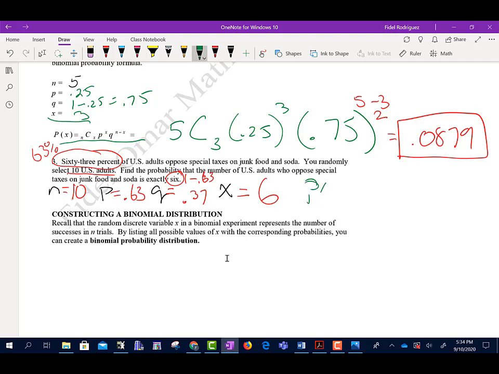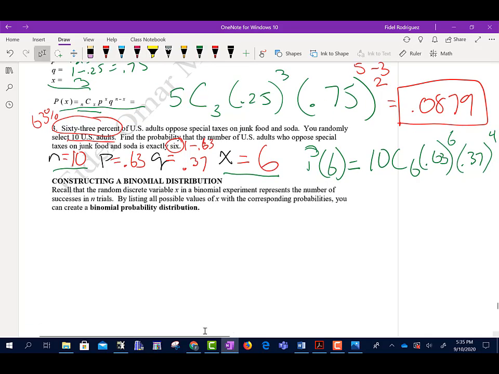So I'm going to say P of X, P of 6 in this case, is going to be NCX, so N was 10, choose 6, times the probability, which is 0.63, to the power of X, X in this case was 6, times Q, which is 0.37, to the power N minus X. Well, N minus X, 10 minus 6 will give me 4, okay?